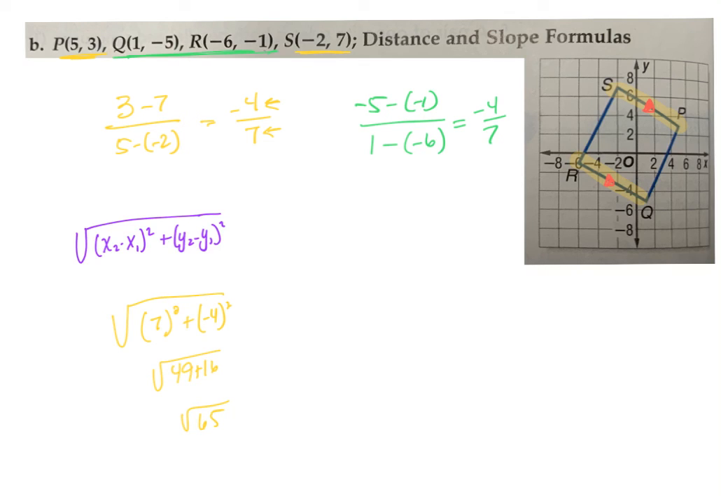And then I have the same exact thing. If the slopes were the same, subtraction of my x's, that's 7. Subtraction of my y's, that's -4. Those are the same.